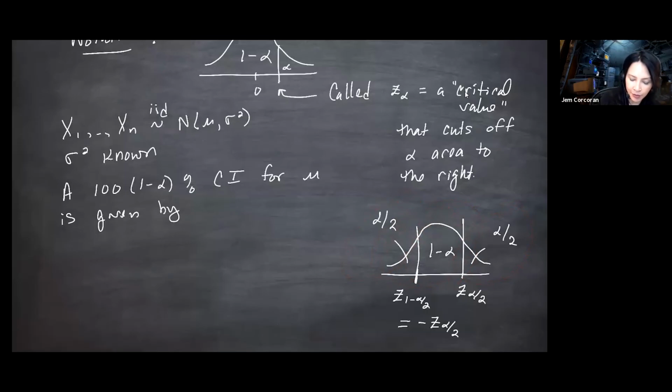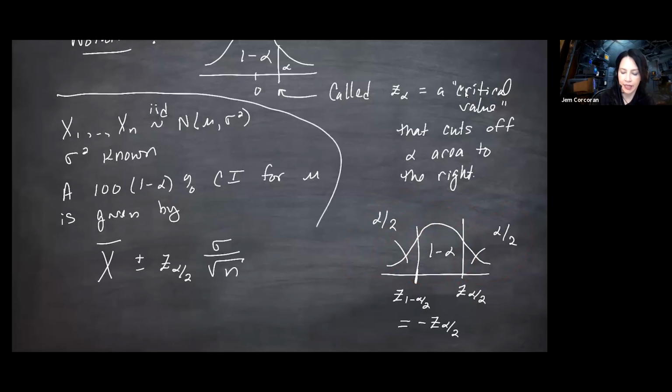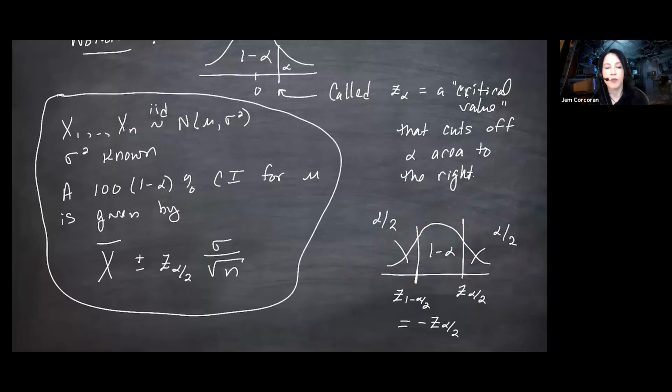But now in general, I'm going to take x bar plus or minus this z sub alpha over 2 times sigma over the square root of n. So there's a formula in a box, not really a box, a formula in a blob that people in a more data-oriented class are probably just memorizing.